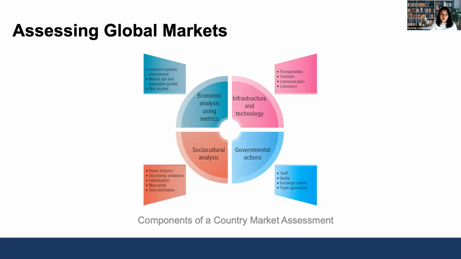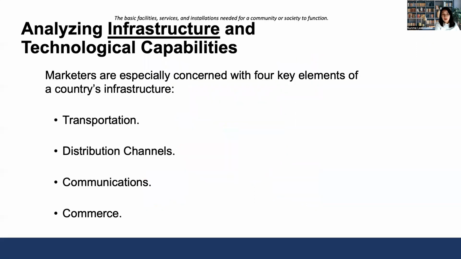Due to globalization, marketers are presented with various opportunities, which means that the firm must assess the variability of various opportunities for potential market entries. We will examine the four sets of criteria which are necessary to assess a country's market. So there are four factors: first, economic analysis using metrics; second, infrastructure and technology; third, social cultural analysis; fourth, governmental action. So first, let's talk about analyzing the infrastructure and the technology capabilities.